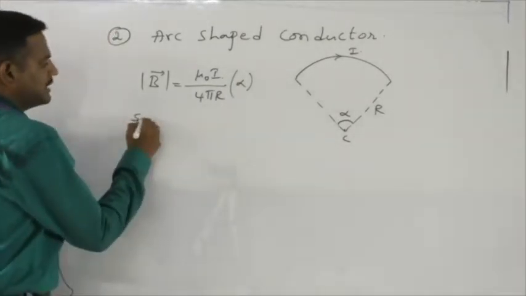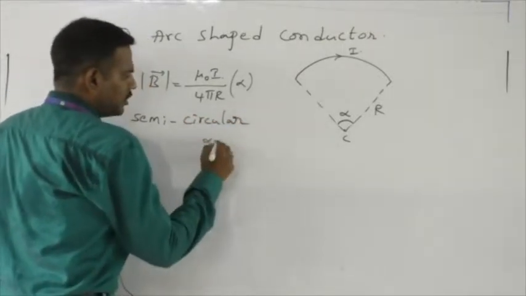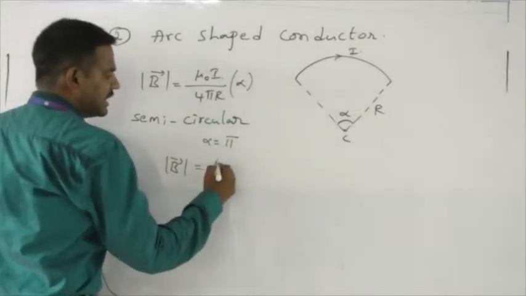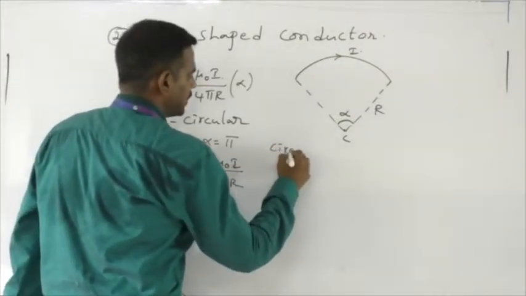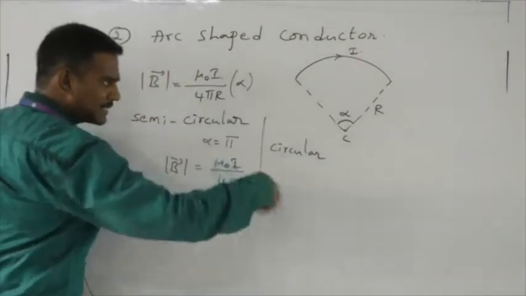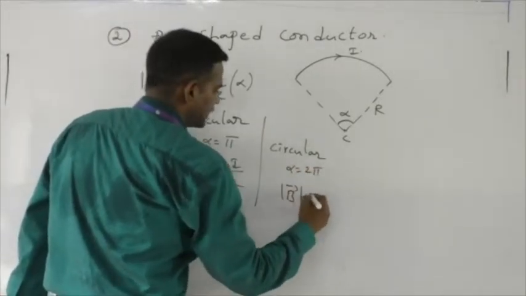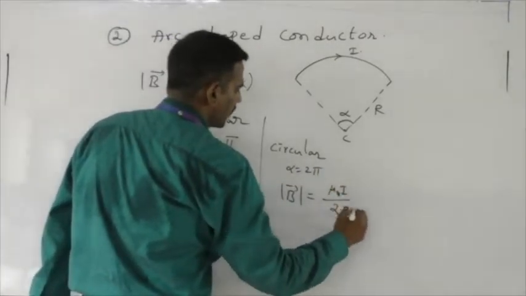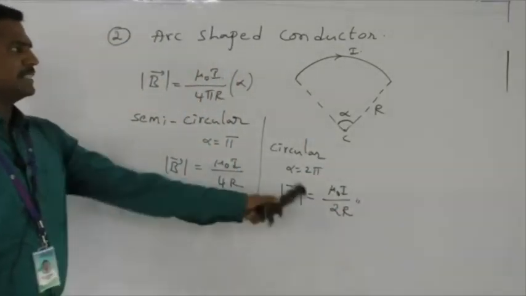If it is a semicircular shaped conductor, then alpha is going to be pi radians. If you substitute back, you will get the magnitude of magnetic field intensity as mu naught I divided by 4r. If it is a complete circular loop, alpha is going to be equal to 2 pi. And we know the magnetic field intensity at the center of a circular shaped conductor is mu naught I divided by 2r. This is the magnetic field intensity due to the circular shaped conductor.